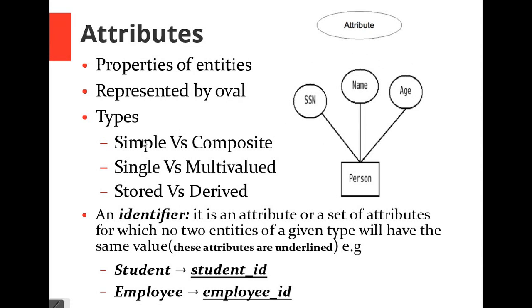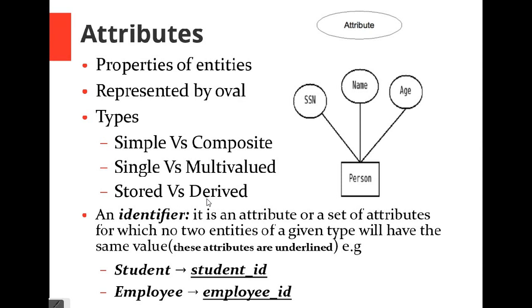There are different types of attributes. We can have a simple or we can have a composite attribute. We can have a single value or we can have a multi-value attribute. We can have a stored attribute, or we can have a derived attribute.